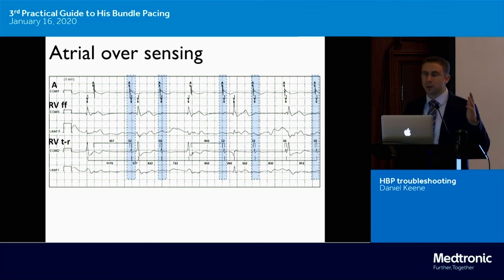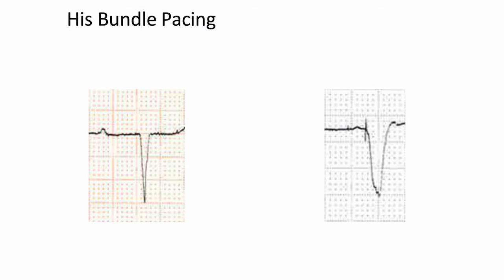And what they did was they programmed DDD pacing at 60 beats a minute with an optimized AV delay. And 2 weeks later, the symptoms had massively improved, they'd gone away. So in addition to changing pacing configuration, which we did in the first case, this is another approach to managing atrial oversensing.